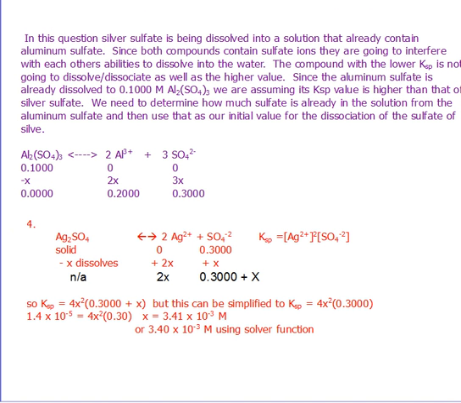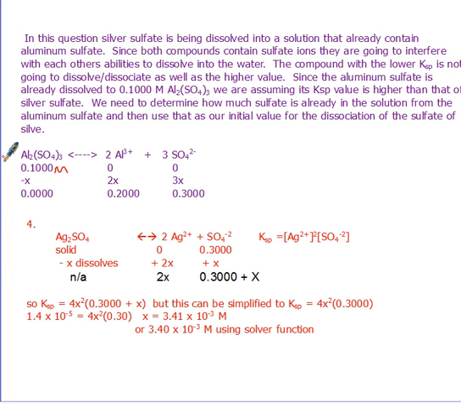Number 4 is another example of the common ion effect. There are 2 compounds dissolved in the water. The one that is already dissolved in the water is the aluminum sulfate, and aluminum sulfate must dissolve really well because its molarity is 0.1 molar aluminum sulfate.